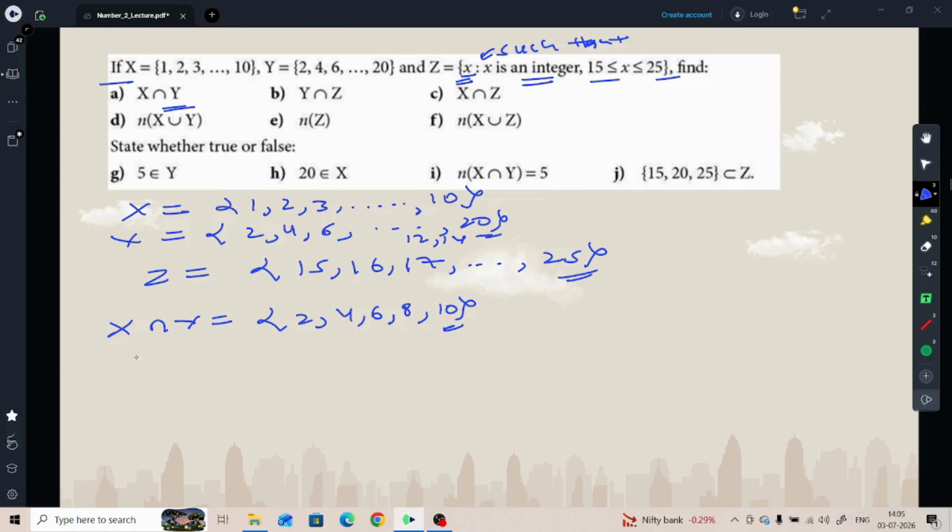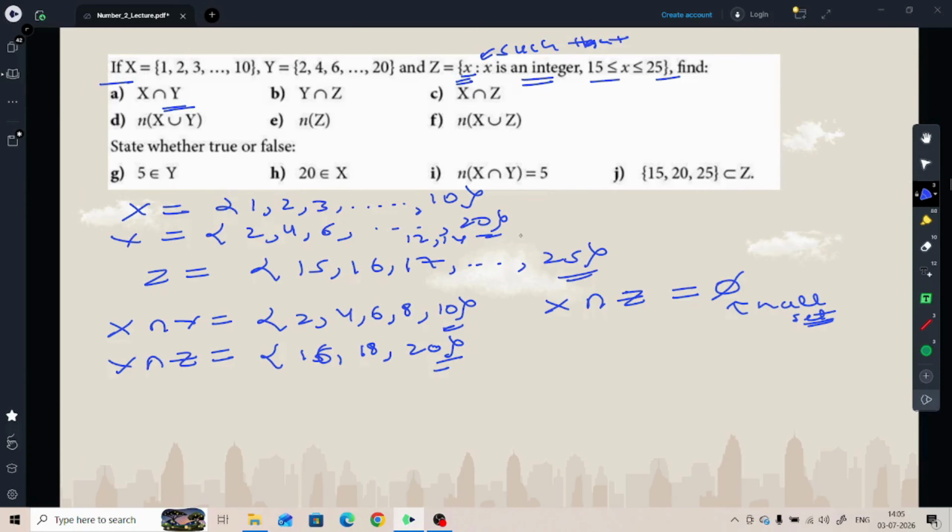Second one is y intersection z. If we talk about y intersection z, that will be 16, 18, 20. That's it. And then x intersection z. In that case, you'll be getting phi, a null set, because there are no common elements between the two sets. That's a good thing for us to know.